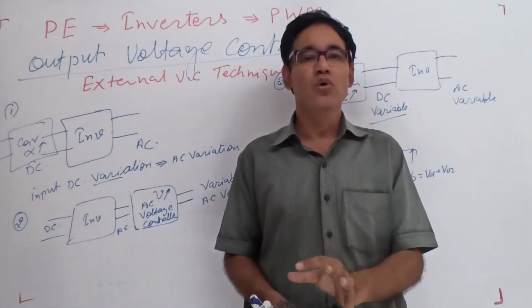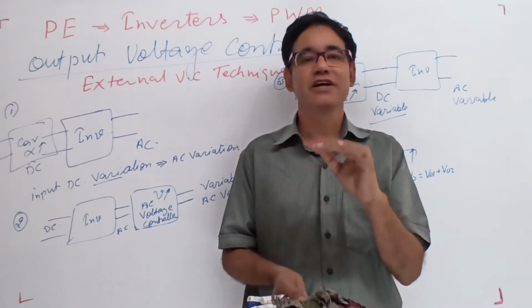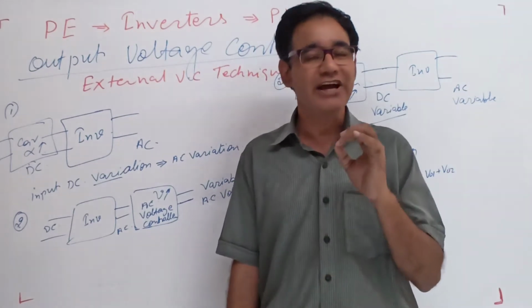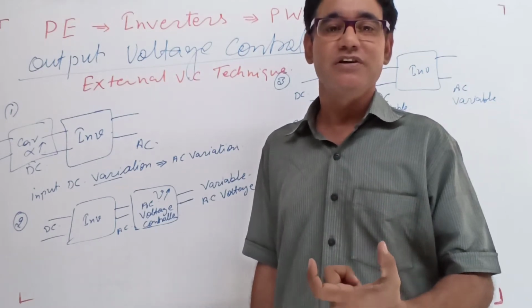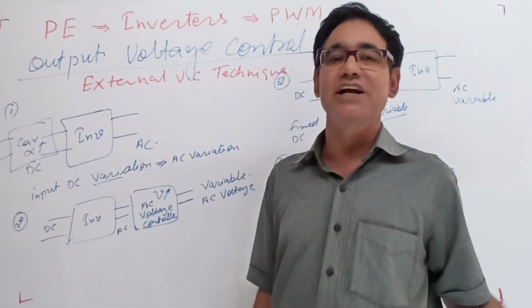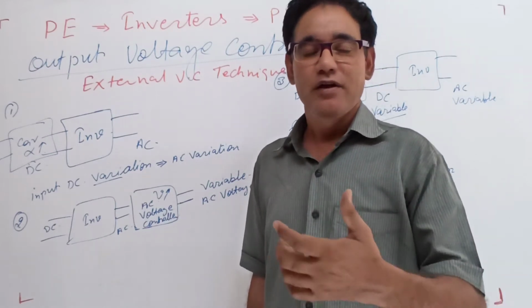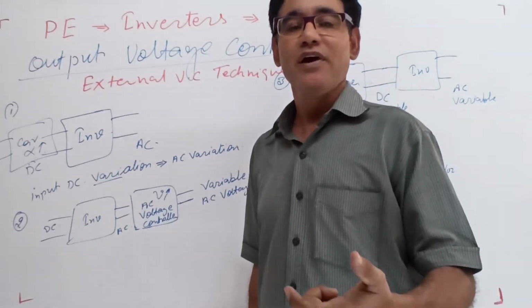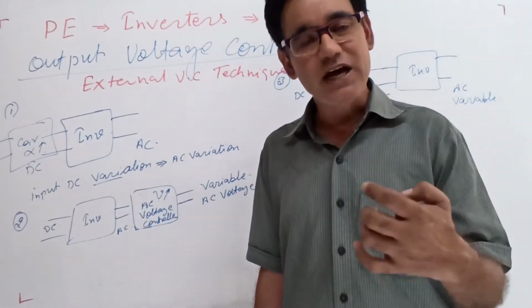So what will we do? We'll do the internal arrangement. Internally, in the converters, we make some internal arrangement to control the output voltage internally. The inverter itself controls the voltage. And if it itself controls the voltage, then definitely no additional devices are required, no bulky circuit, no cost, no size, no additional losses, no additional harmonics.